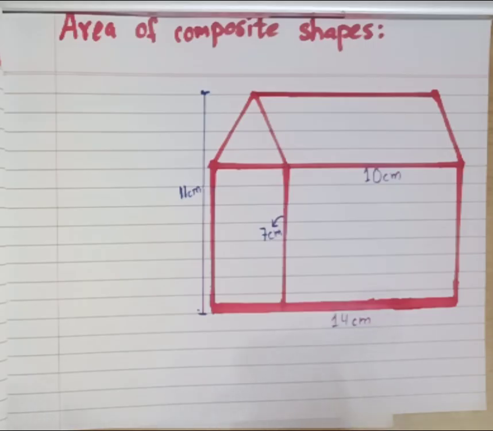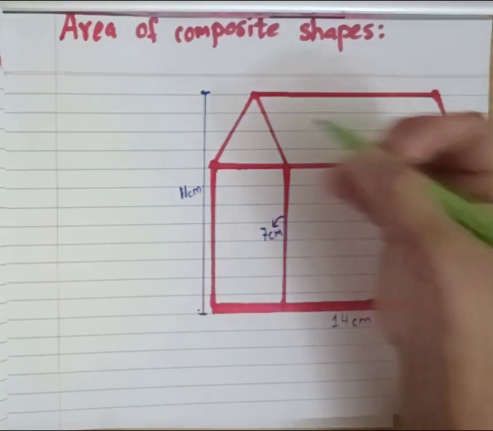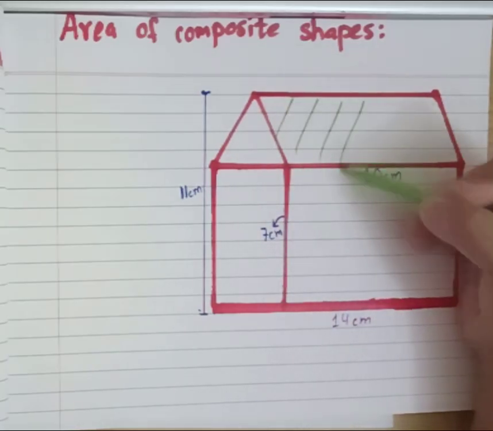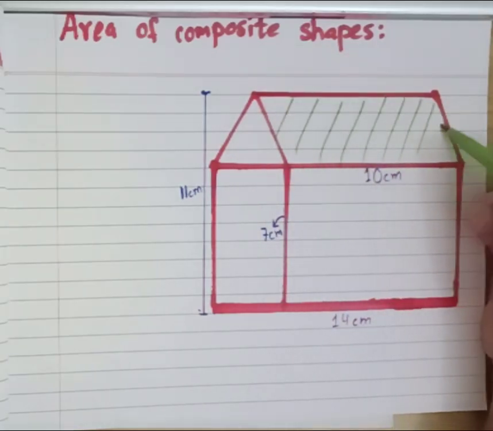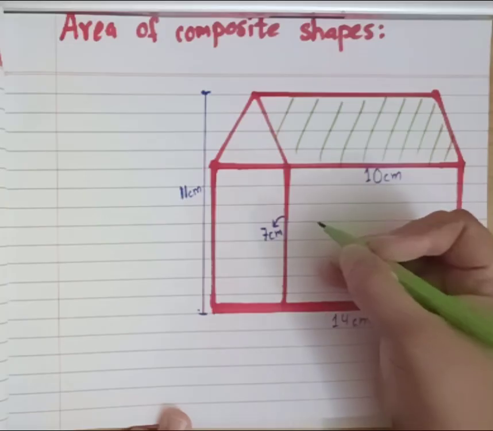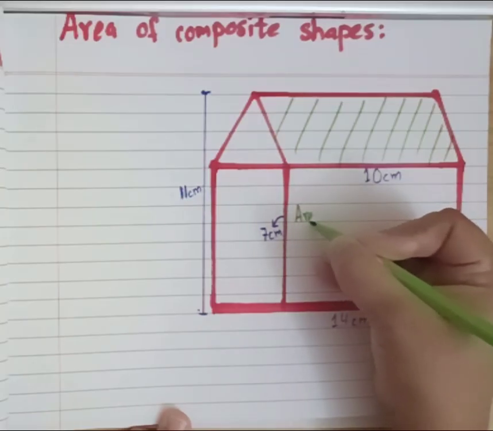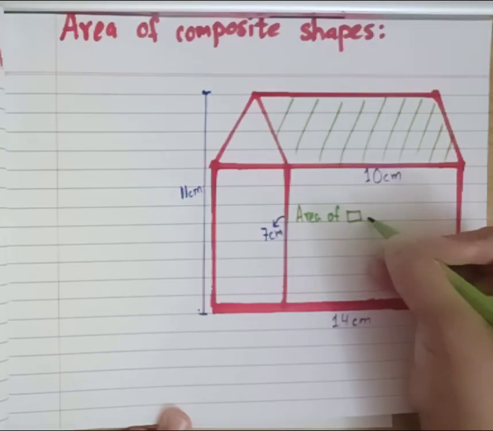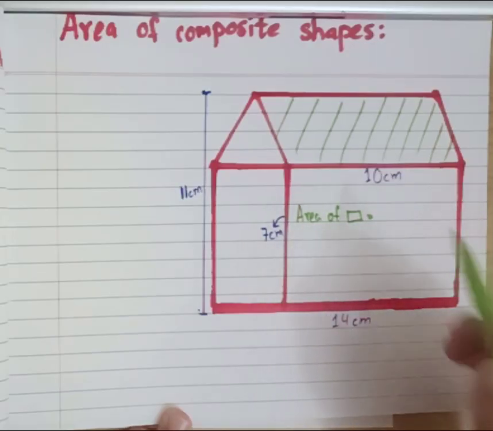We can find a triangle here, this is the triangle, and then this one is the parallelogram, and two rectangles. So let's start with the rectangle because that's easier for us to find the area of. Okay, area of this rectangle, I'm writing it inside so that it will be clear.